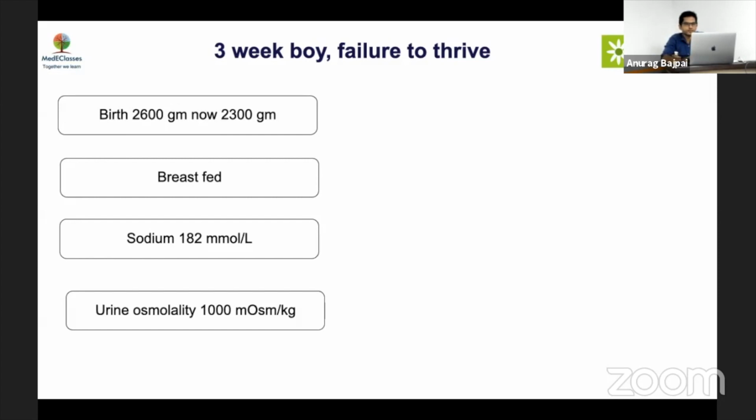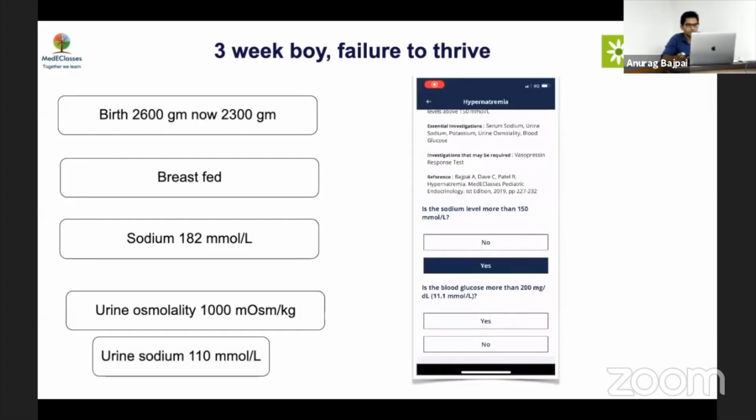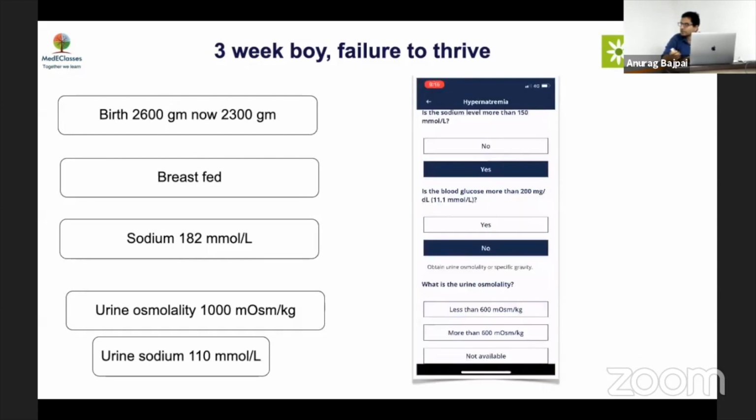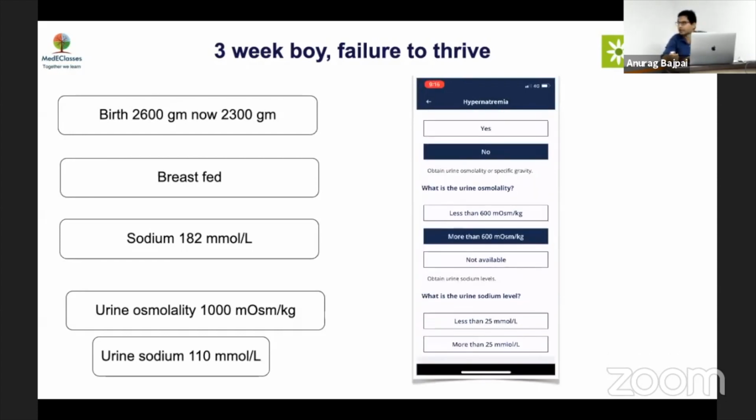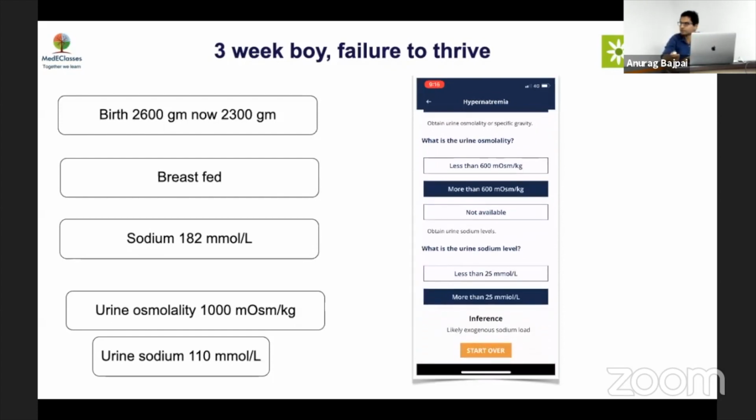So the urine osmolality is 1000. Yeah. So this is basically an appropriate response: concentrated blood, concentrated urine. This is not DI. This is basically breast milk related hypernatremia. Yeah, urinary sodium was high. So this is seen very commonly in primigravida mothers who don't know the proper adequate feeding, and hence we should check the weight at every 2 weeks and 4 weeks. So this is more like an exogenous sodium load or breast milk hypernatremia.